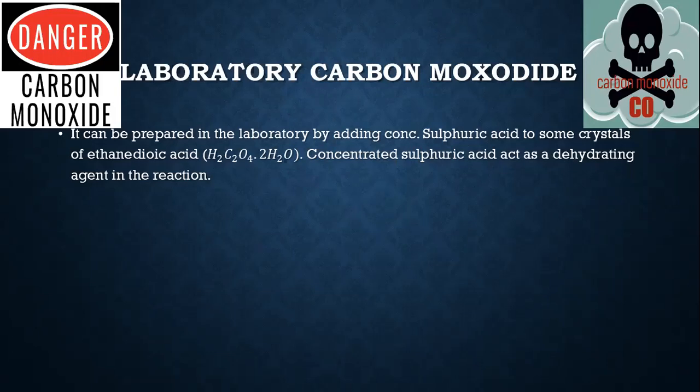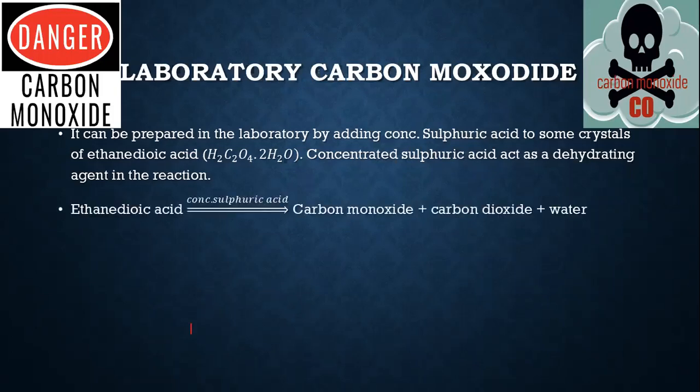But note that the function of conc H2SO4 in this reaction is that concentrated sulfuric acid only acts as a dehydrating agent. It only removes the water present and the decomposition occurs. It serves no other purpose but as a dehydrating agent. So let's look at the equation. Ethyl dioic acid, when you add conc sulfuric acid to it, gives us carbon monoxide, carbon dioxide, and water. These are the three products.